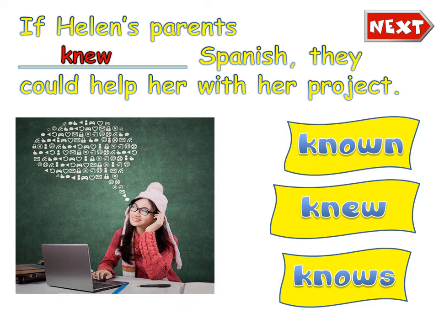I can't use know because this is the past participle of the verb know. And of course, the form of conditional type 2 is if plus simple past, not if plus past participle. And I can't choose knows because this is simple present. Next example.